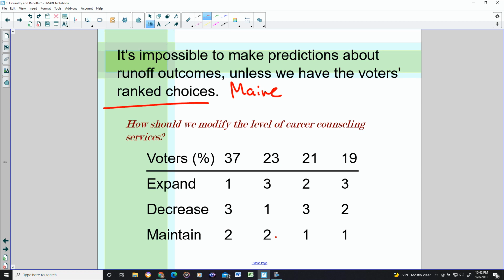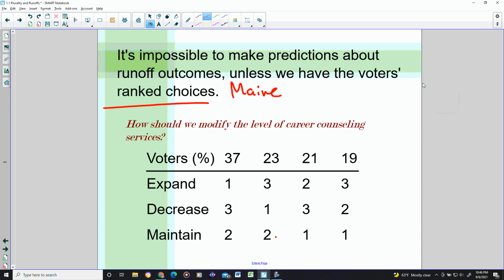All right. So let's take a look at this chart. Here's a question that's asked: how should we modify the level of career counseling services? We have a couple of choices. Voters can either expand services, decrease services, or maintain. When you read a chart like this, the idea is that you can rank them first, second, or third, right? So the way that you read this chart, 37% of the possible voters can go either first, second, or third choice.